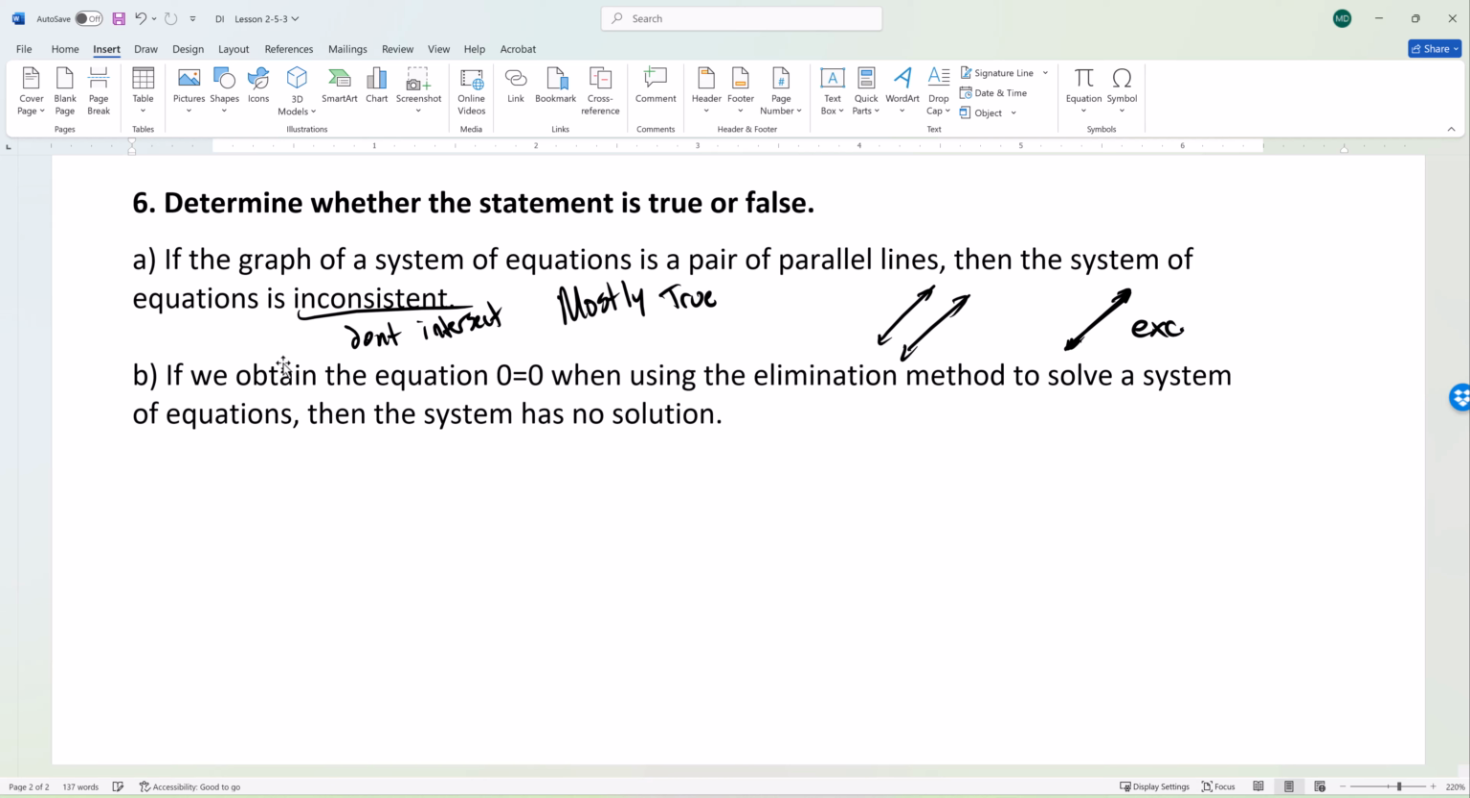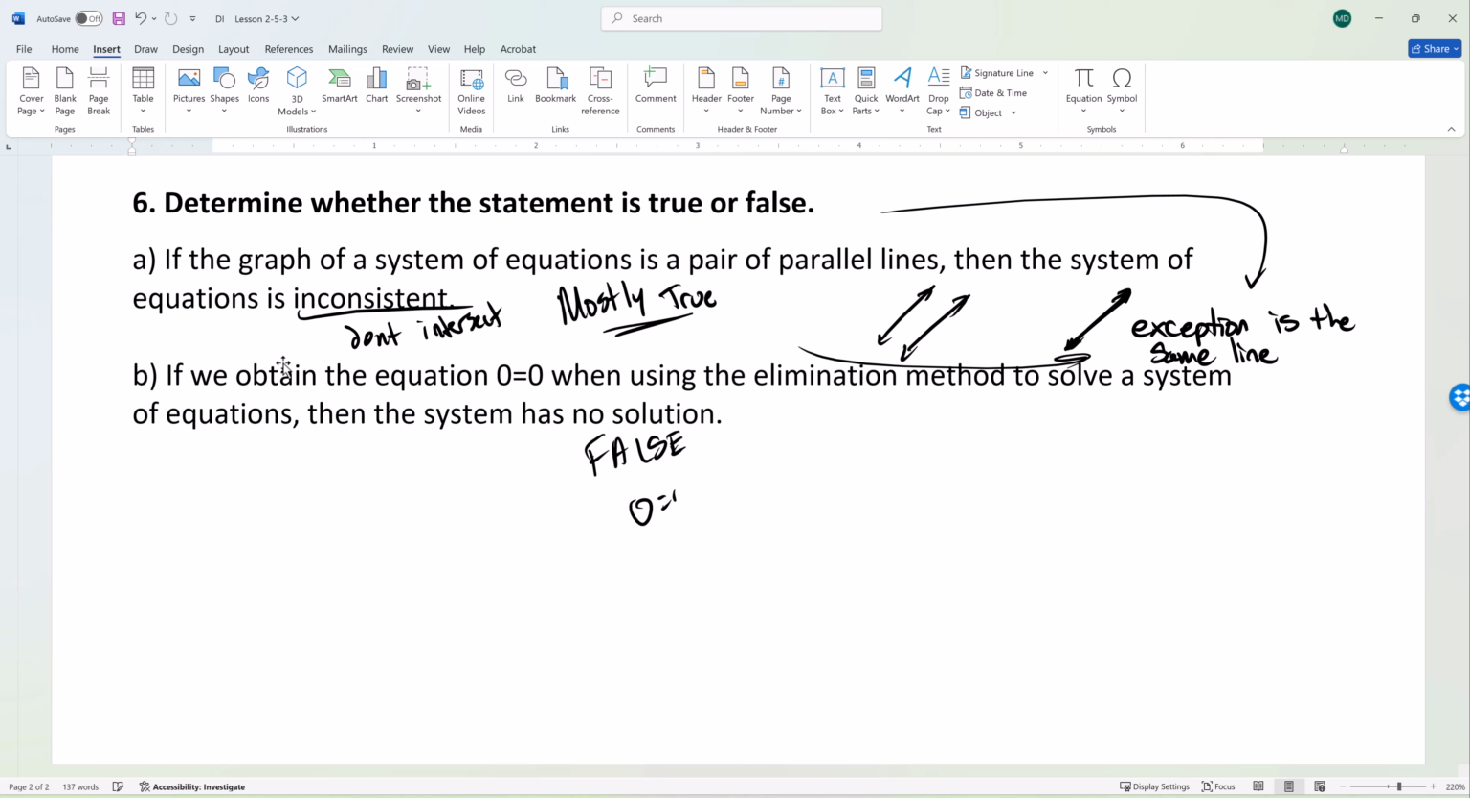So the exception is the same line. So you could actually answer this as false and then state that that's the exception. You could say that this is mostly true and state that that's the exception. If we obtain the equation 0 equals 0 using the elimination method to solve this system of equations, it has no solution. That is false. 0 equals 0 means it has infinite solutions.